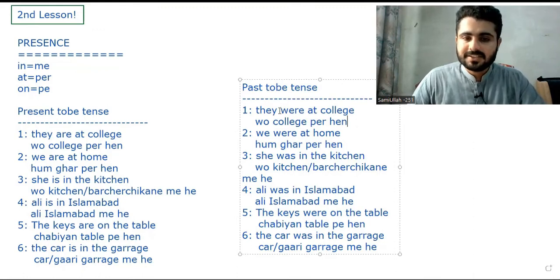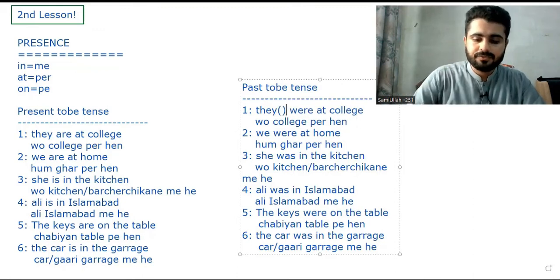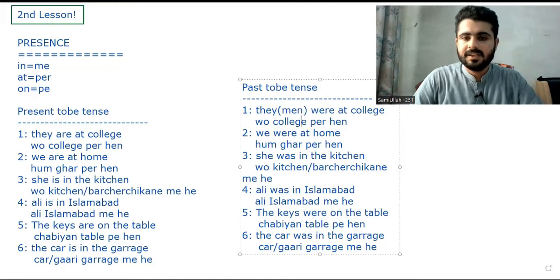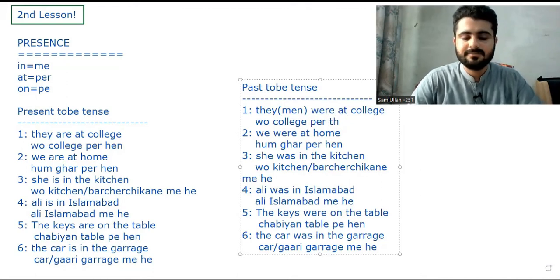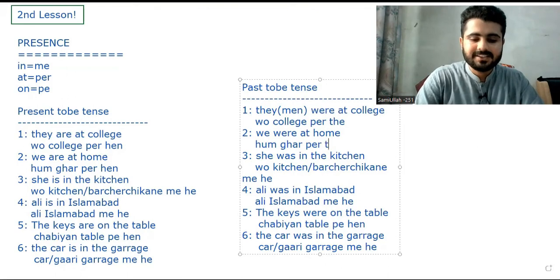They were at college. Suppose here "they" is pointing to a few men. So when the word "they" is used for multiple men, we use the masculine plural form. So for college, it is simply that. This becomes your past. You're talking about your past. We were at home. Suppose here, a few girls or few women are saying, "Hum ghar par."